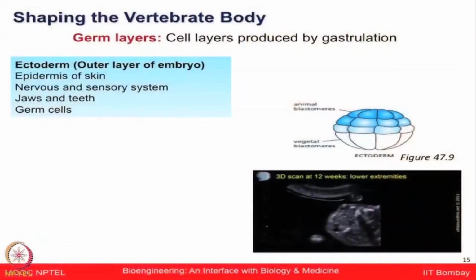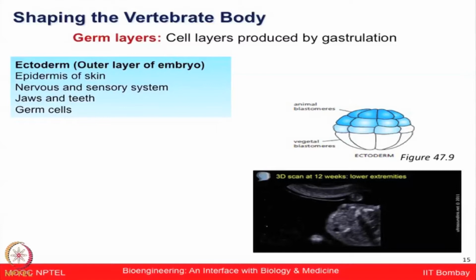So these germ layers, as I mentioned, the fate of which layers are going to derive which organs is pretty much predestined. It's already decided quite ahead of time. If you look at this particular part, the outer part is ectoderm, shown in blue color here. Ectoderm is going to derive a couple of organs, which include epidermis, nervous and sensory system, germ cells, jaw and teeth, etc. Terminology-wise, ecto means outside, meso means middle, and endo means inside, right?